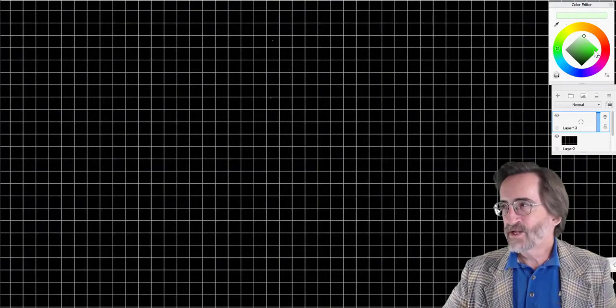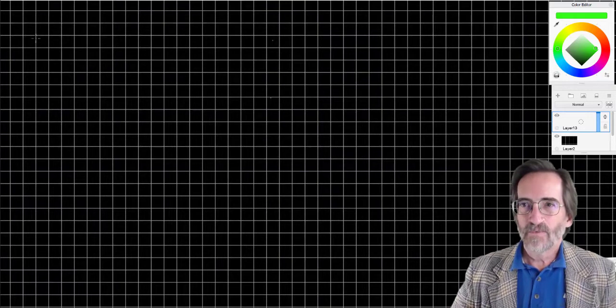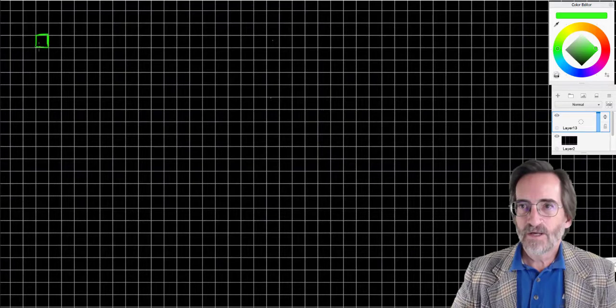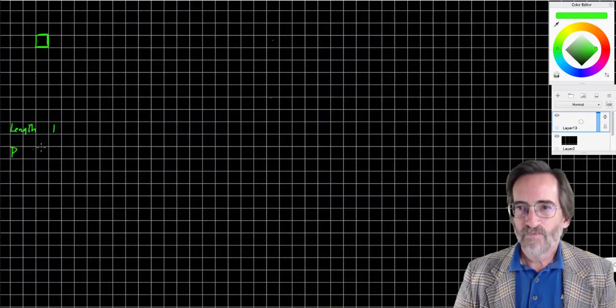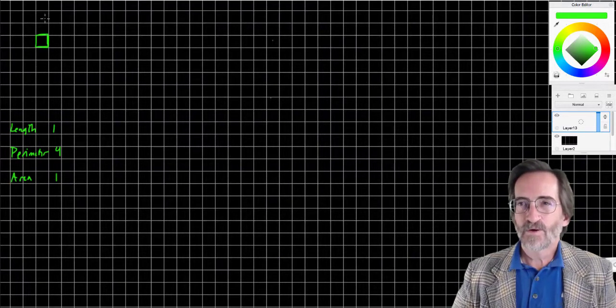So let's take a simple case here. I'm going to start with a little square, and each side is 1 unit long. So the length is 1. The perimeter is 4. And the area is 1 times 1, or 1. Okay? So that's for a single square.